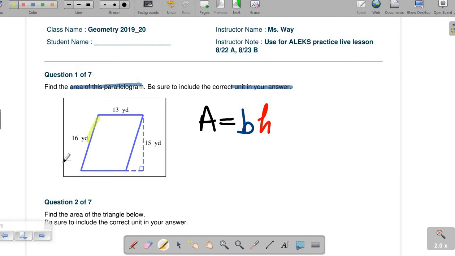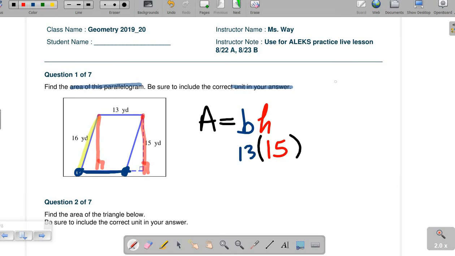Many students will confuse the 16 for height, but that cannot be the height. Height always creates a right angle. So the height could be on the outside in a parallelogram, or we could drop it down like this. Either way, our height here is 15. Our base is what is perpendicular to the height, which is going to be 13.